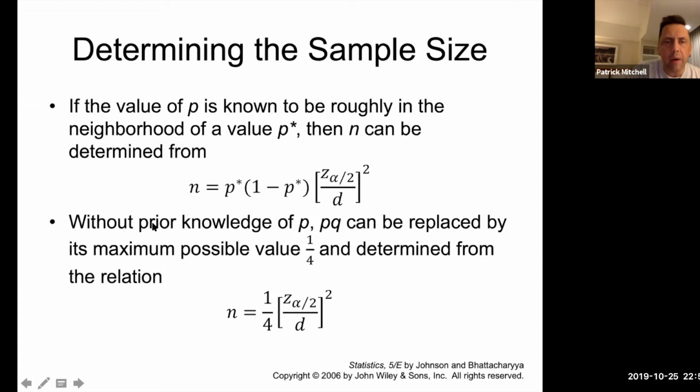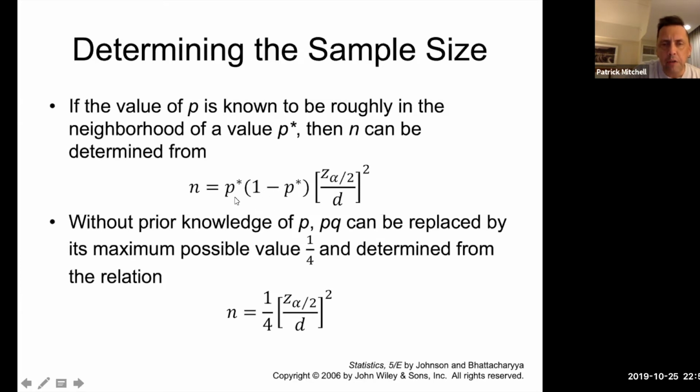Now, if you have no idea what the population proportion is, then, sorry, I just noticed this little thing with the notation. PQ is the same as this thing right here. Remember that Q is just 1 minus P. This is kind of an interesting intermediate algebra problem. The largest that P times 1 minus P can possibly be is 1/4. That happens when P is 0.5.